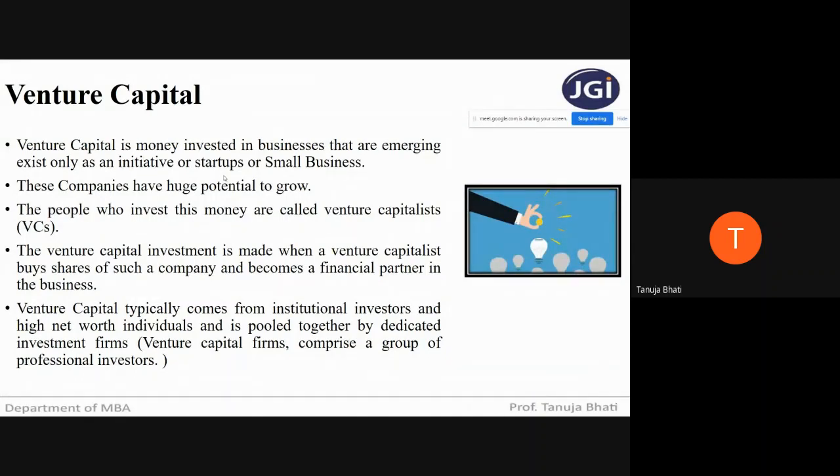Yes, ma'am. Institutional investors can be banks, or they can be insurance companies, mutual funds, companies that can invest in these startups.